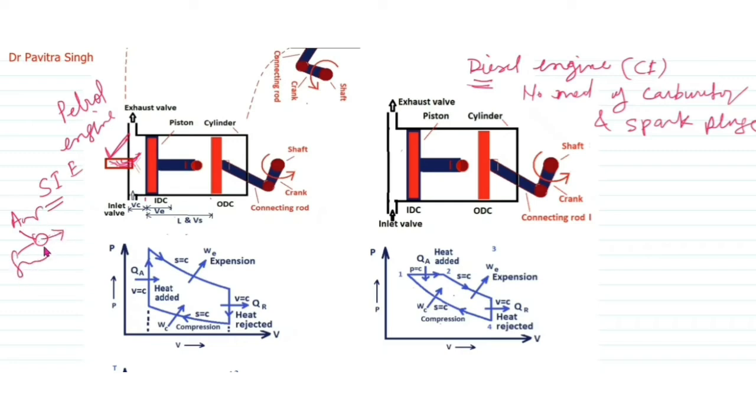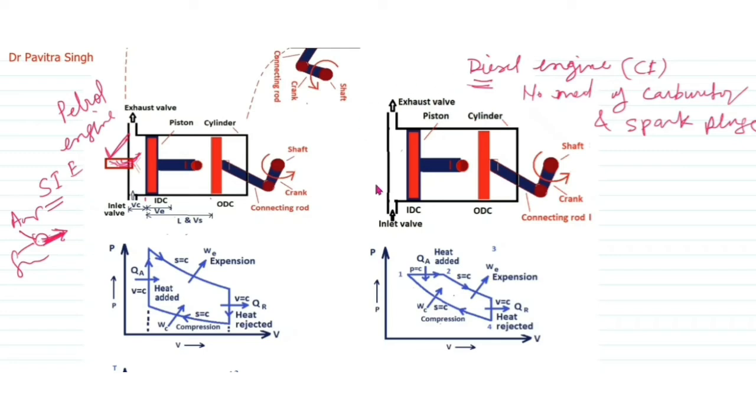So this will provide proper mixing of air and fuel in a particular ratio. This will be around 1 to 14, 15 something. So here you can see this is the SI engine and this is the CI engine.